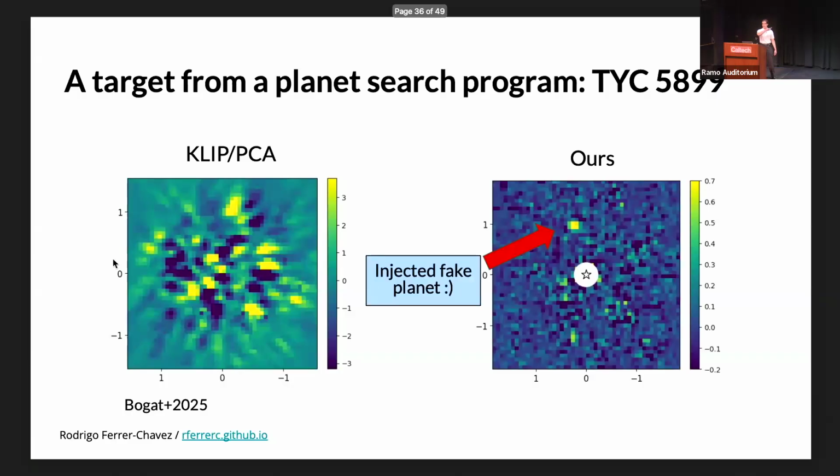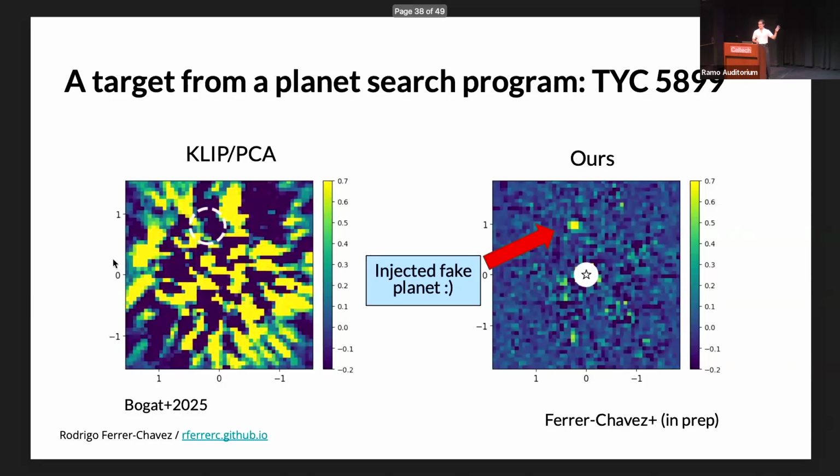This is an injected planet. But it's still surprising, no? Because we injected the same planet with the same flux in here, but we don't see anything. And these are not even the same color bars. If you do the same color bars, it looks even more scary. So this might not be a real planet, but it is a real tenfold increase in sensitivity on real surveys.